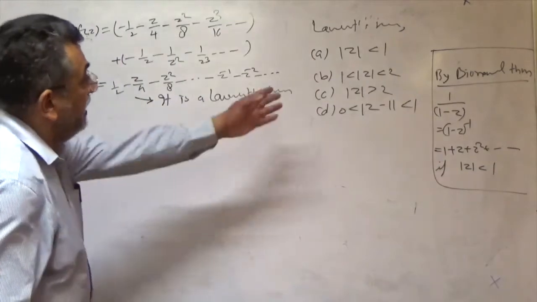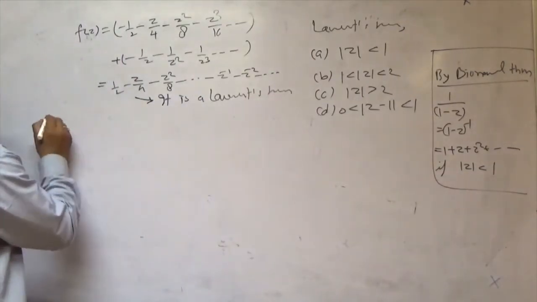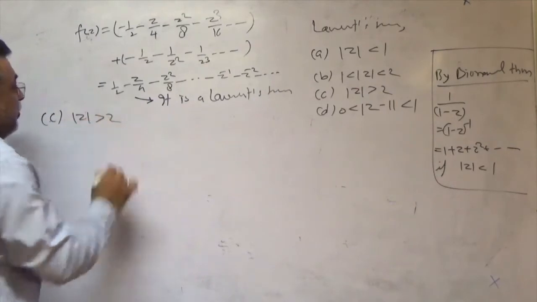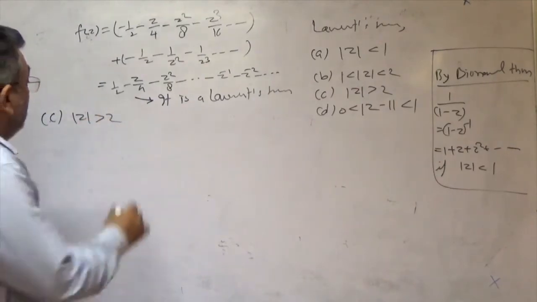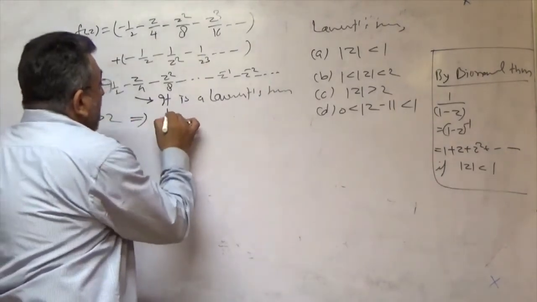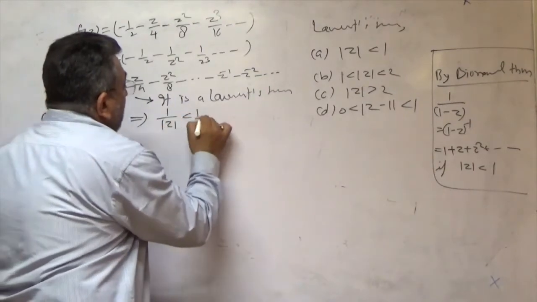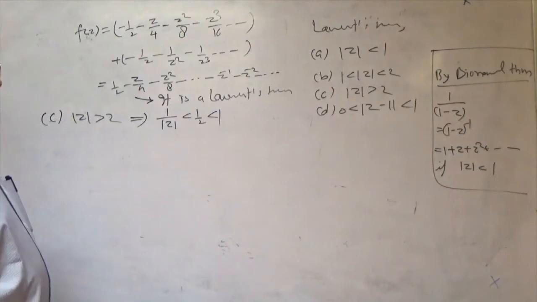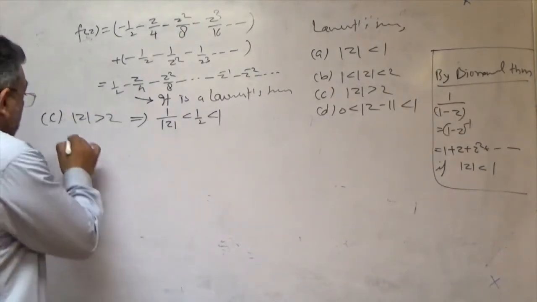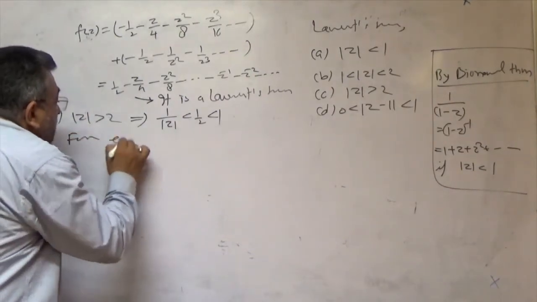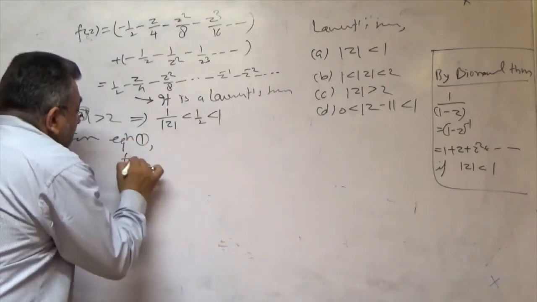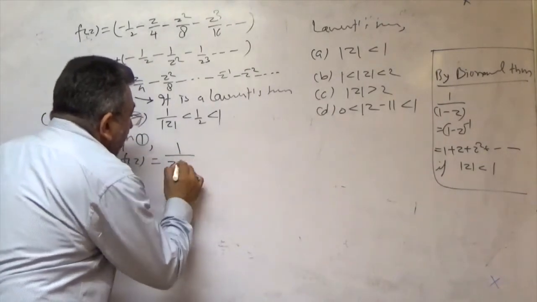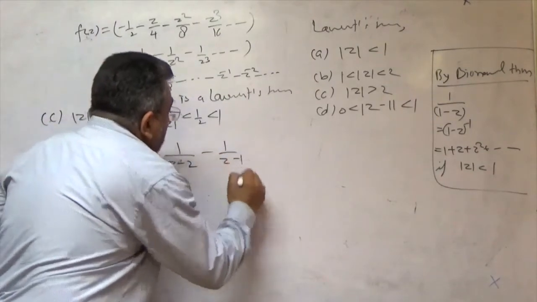And now similarly we take third part, C part, given that mod z is greater than 2. Mod z is greater than 2 means 1 upon mod z is less than 1 by 2, that is less than 1. This is the expression. So again, from equation 1, we have f(z) equal to 1 upon (z minus 2)(z minus 1).